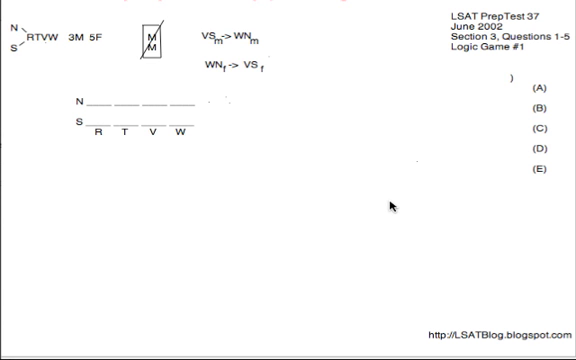Hey guys, this is test 37, game 1. This is a matching game or an assignment game. We're looking to assign genders to each of these dormitories. Each dormitory has a north wing and a south wing, and we are assigning them either males or females.